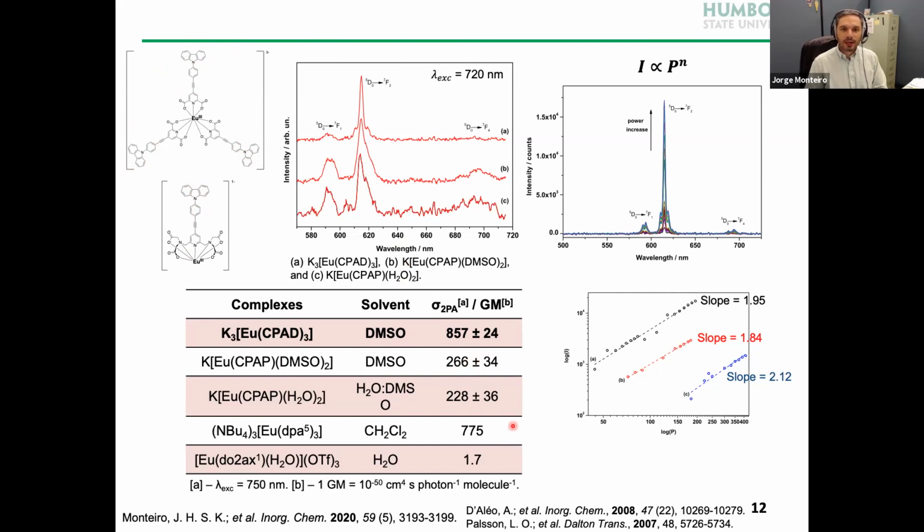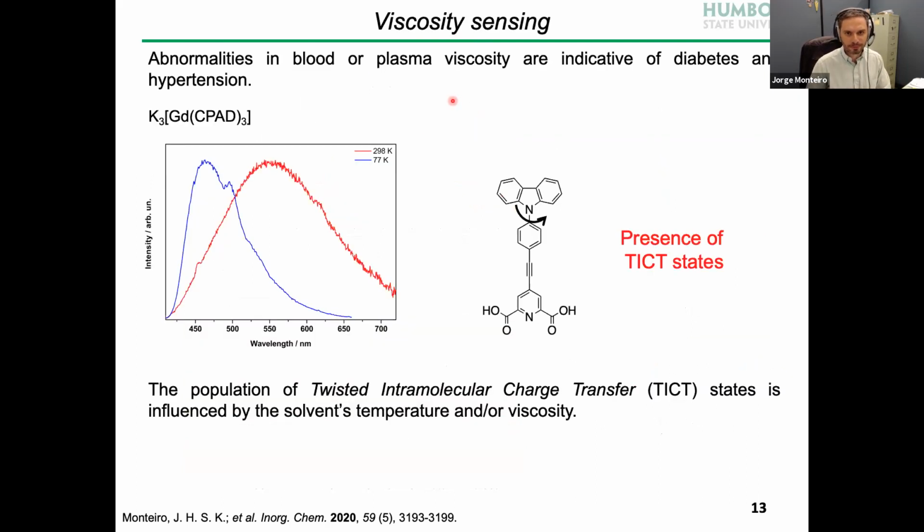Okay, so that was very interesting, very exciting. So we can plan the ligand to get a property that we need. And using the two-photon process, we can shift the excitation towards the biological window.